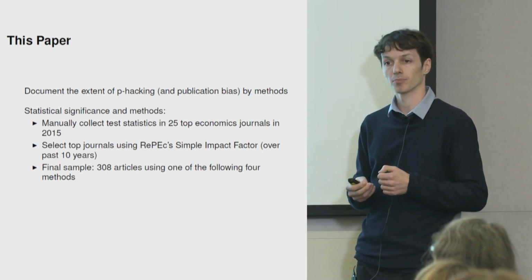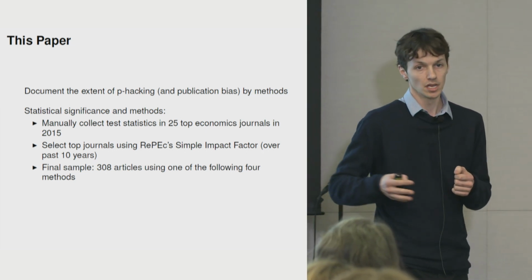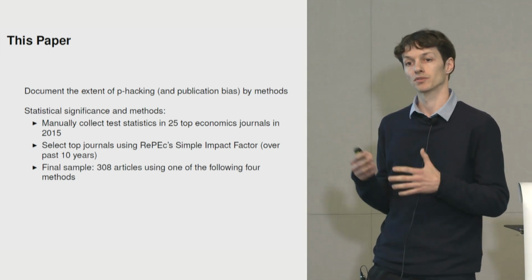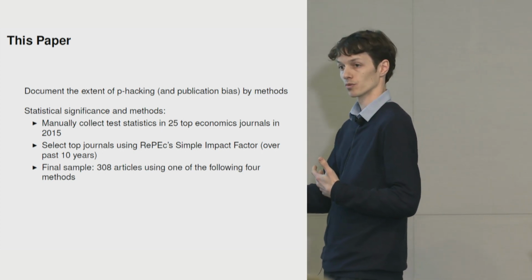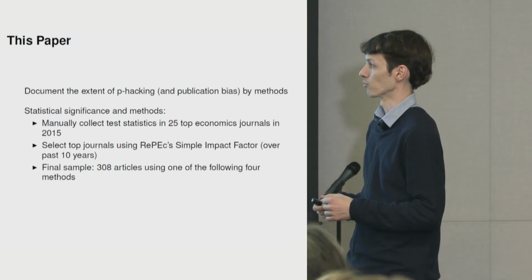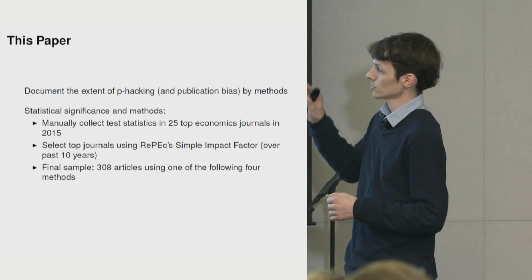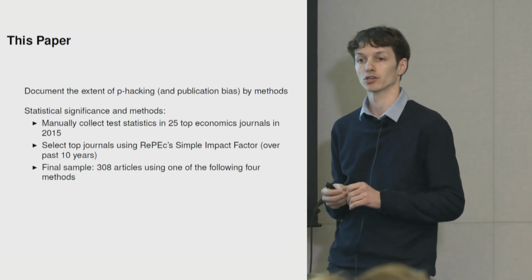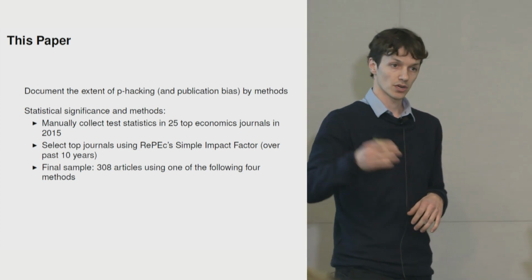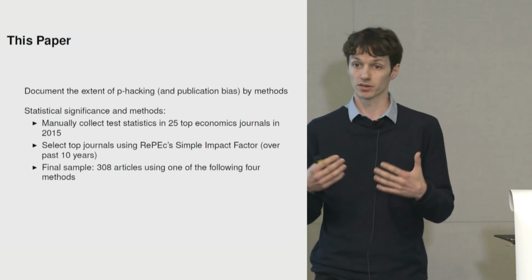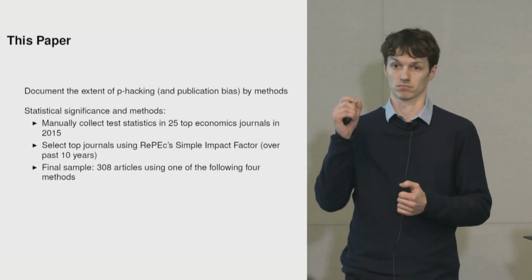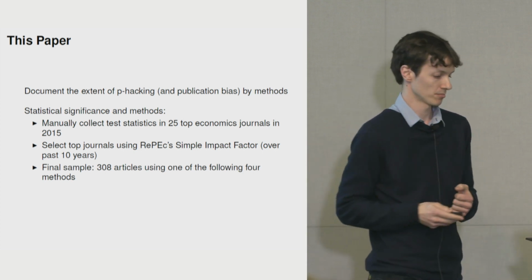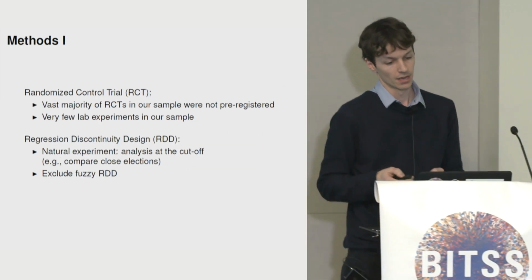All these articles are published in 2015, but they've been written in maybe 2010, submitted in 2012. So think of articles that were published in 2015, but have been written a bit before. So this is going to be important going forward. And what we end up with is something like 300 articles. So we read these articles, and then we looked at the tables and just manually collected all the test statistics in these tables. Okay, so that's what we're doing.